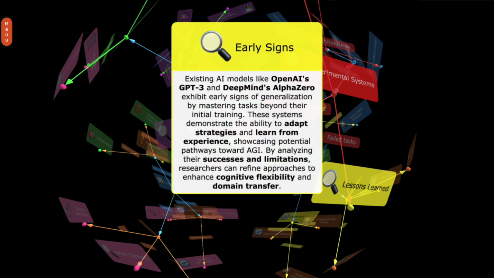Existing AI models like OpenAI's GPT-3 and DeepMind's AlphaZero exhibit early signs of generalization by mastering tasks beyond their initial training. These systems demonstrate the ability to adapt strategies and learn from experience, showcasing potential pathways toward AGI. By analyzing their successes and limitations, researchers can refine approaches to enhance cognitive flexibility and domain transfer.